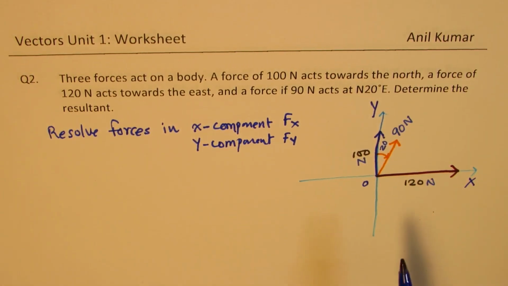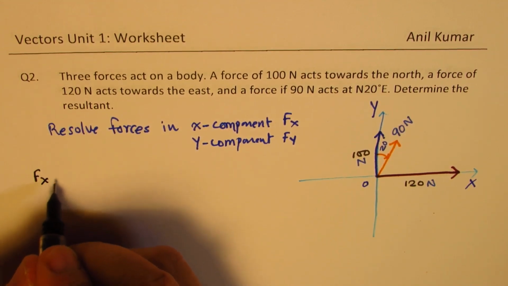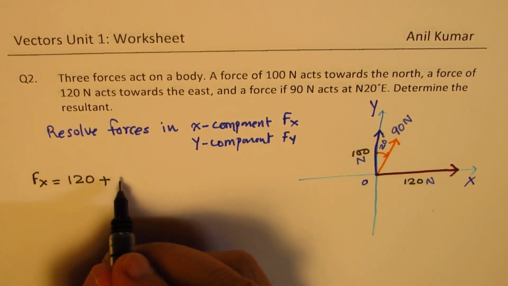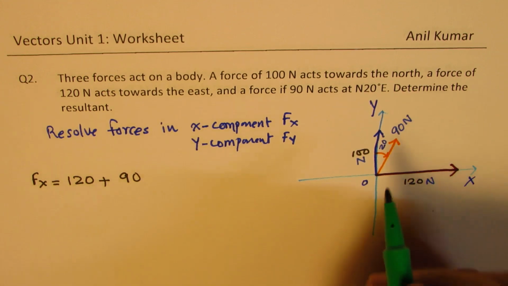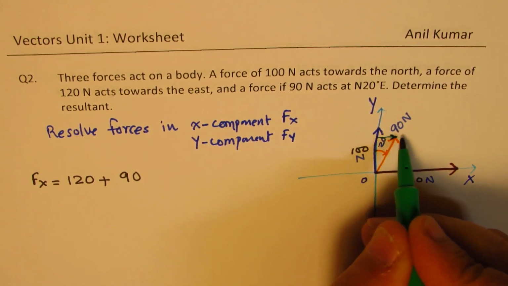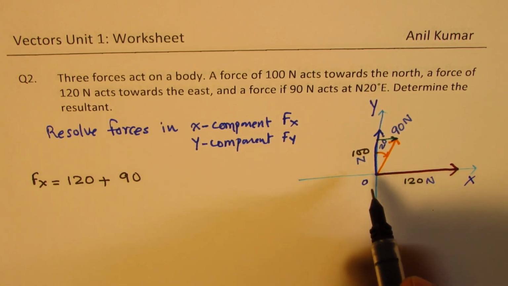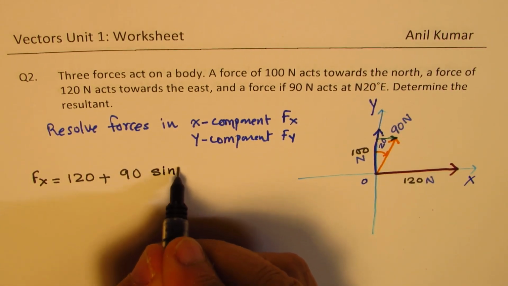Correct? So here we already have the two forces which are in x and y direction. The only thing which we need to take care of is the 90 Newton force, which is 20 degrees east of north. So clearly from here, the x component of the force is 120 newtons plus 90 times the horizontal component. If you look at this angle of 20 degrees, we can resolve like this. Do you see that? This side here is opposite to 20, so it is a sine component, 90 sine of 20 degrees.